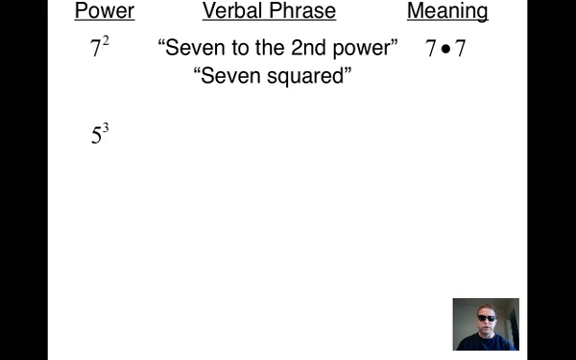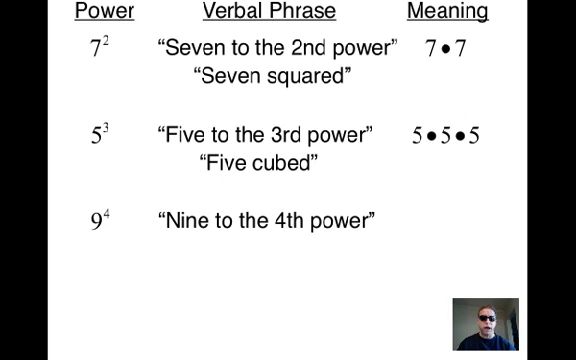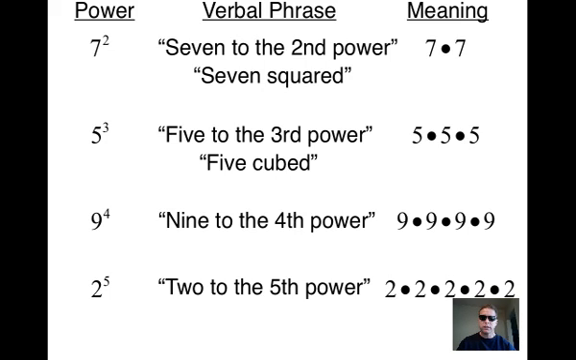Next, we have 5 to the 3rd power. And does anyone know another way of saying this? If you knew 5 cubed, good for you. And that just means 5 times 5 times 5. Next, we have 9 to the 4th power, which means 9 times 9 times 9 times 9. And 2 to the 5th power is 2 times 2 times 2 times 2 times 2.